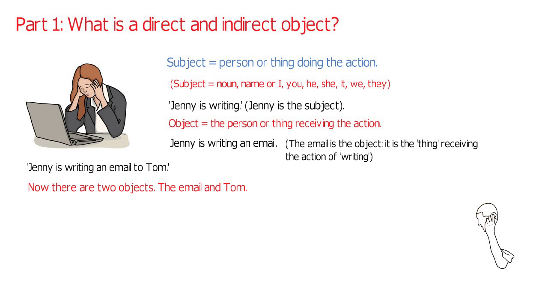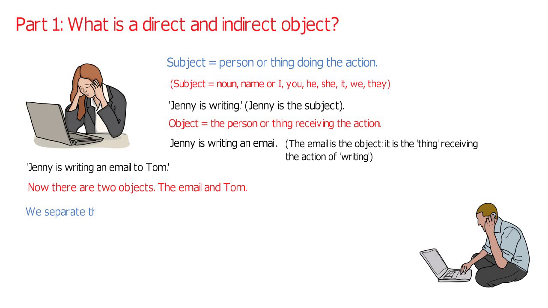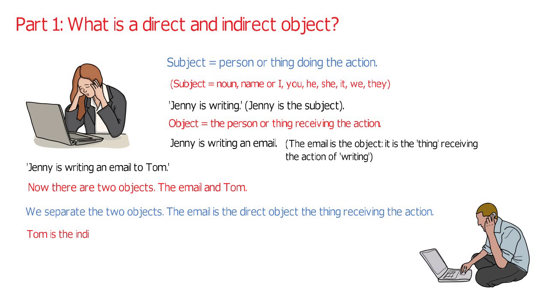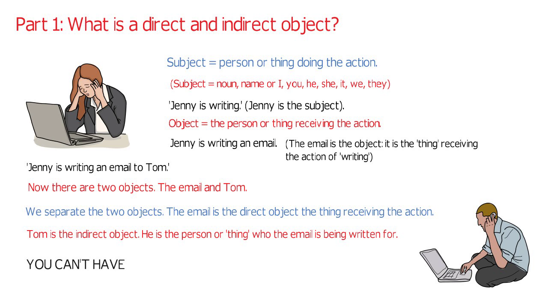For clarity, English and other European languages separate the two objects. The email is a direct object, the thing receiving the action, and Tom is the indirect object, the person who the email is being written for. Remember, you cannot have an indirect object in a sentence without a direct object.